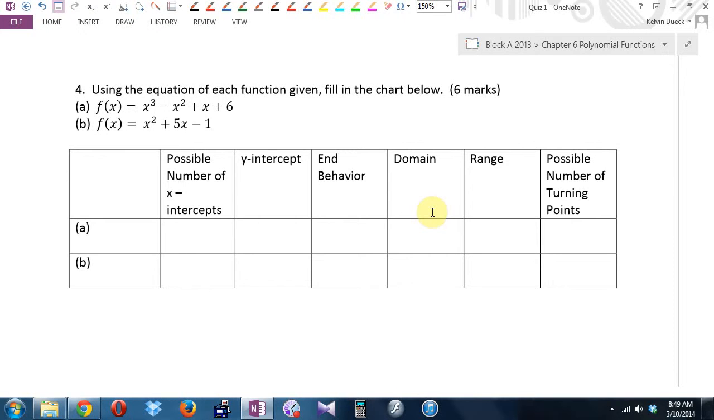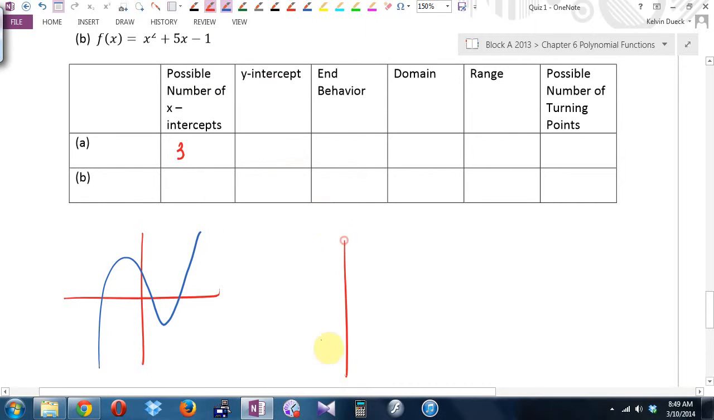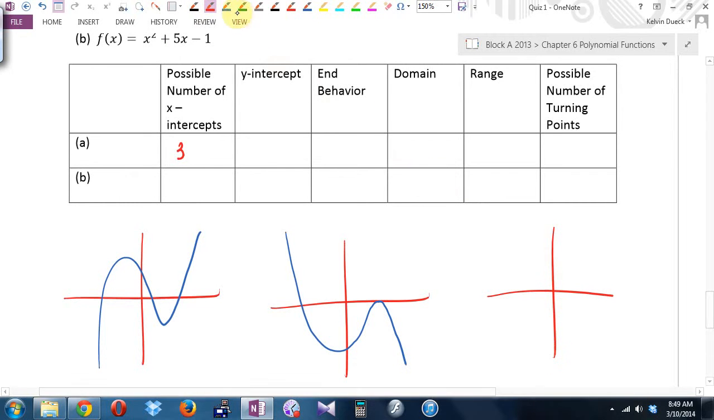Fill in the chart below. Possible number of x-intercepts. Graph A, what's the degree? 3. What's the possible number of x-intercepts? 3. Or 2, or 1, but not 0. But maximum you can have is 3. I'd have to graph it to see how many it actually had. Remember, we said for the x-cubed graphs, you could have 3, or you could have 2, or you could have 1.